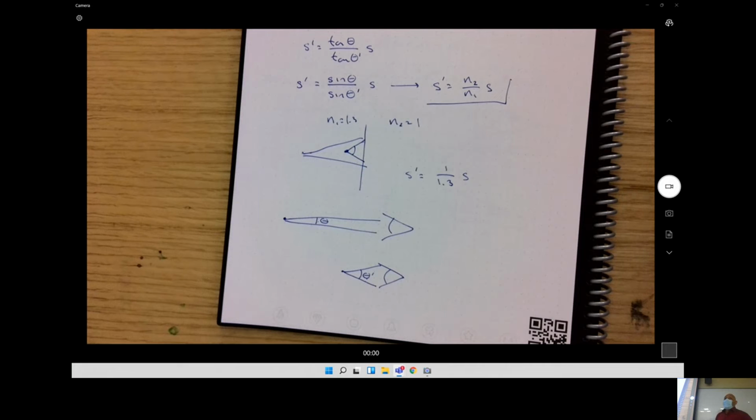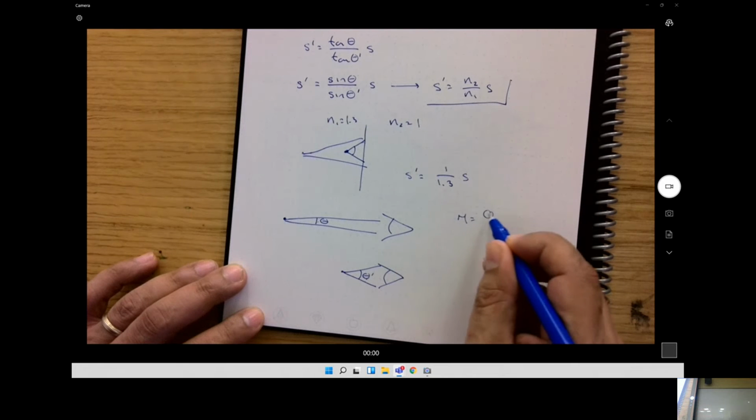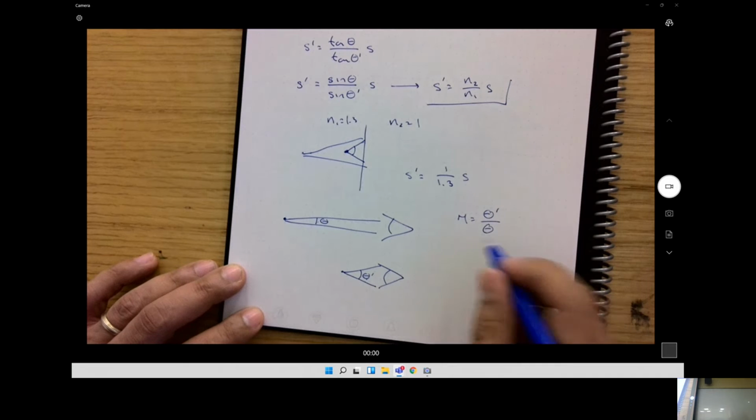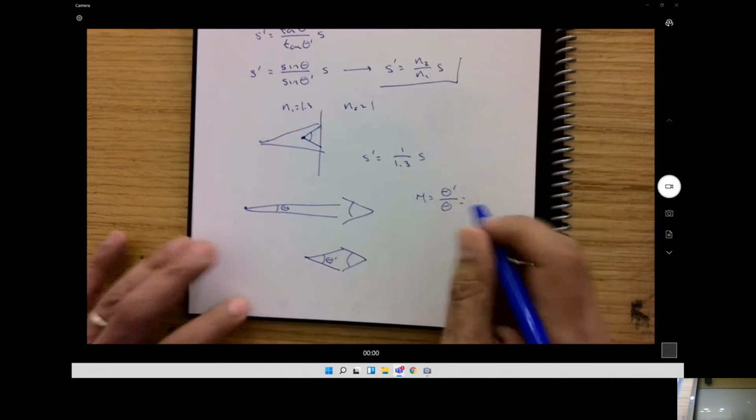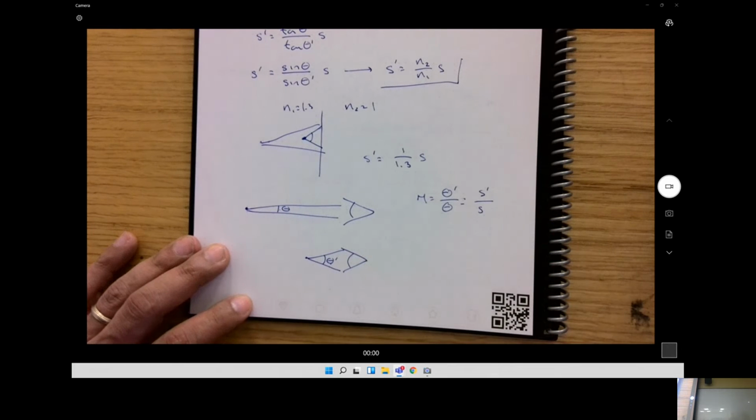Okay. If you were able to measure that difference in magnification, it will be the difference between the angles, or given the dimensions that we're using, this will be S prime over S.